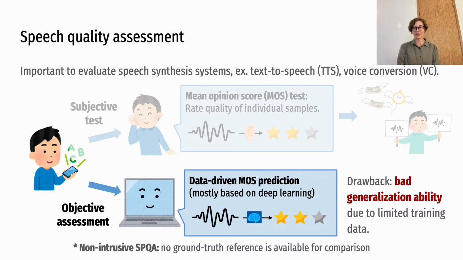If we have pairs of audio samples and their ratings, we can train machine learning models to predict MOS of unseen samples. In prior work using deep learning, however, it was found that these MOS predictors tend to have poor generalization ability, and that MOS datasets are often too small to train deep learning-based models well.